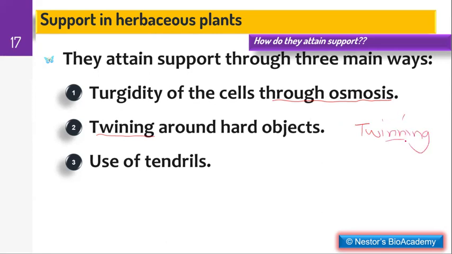Sometimes we meet this a lot in exams. This one is not twining. This one is an aspect of giving birth to twins, and plants are not going to achieve support by giving rise to twins. We can also have the herbaceous plants attaining support through use of tendrils or even spikes and thorns in some. But these are related because through either ways, they use these ones on hard objects.